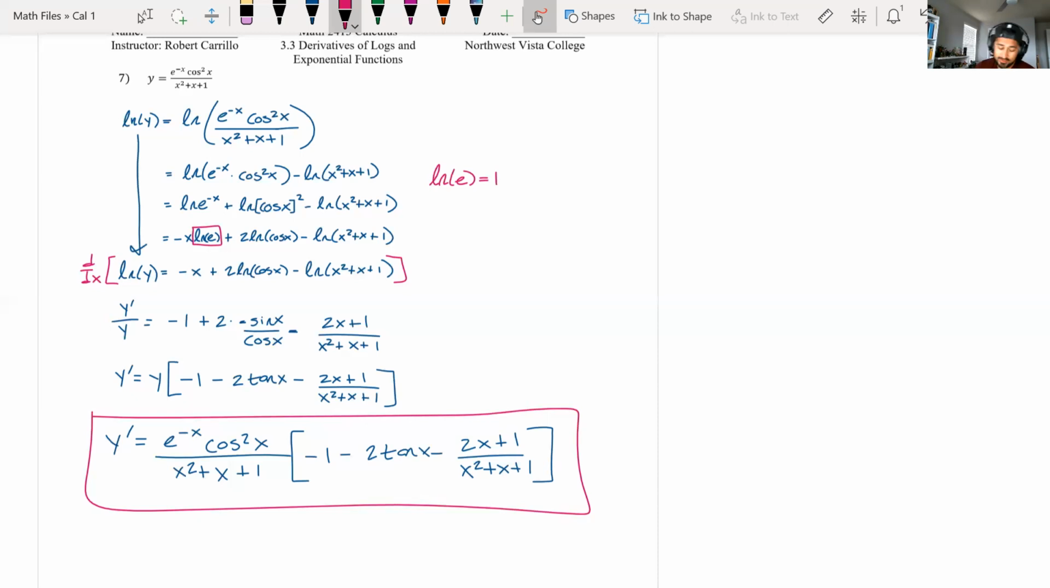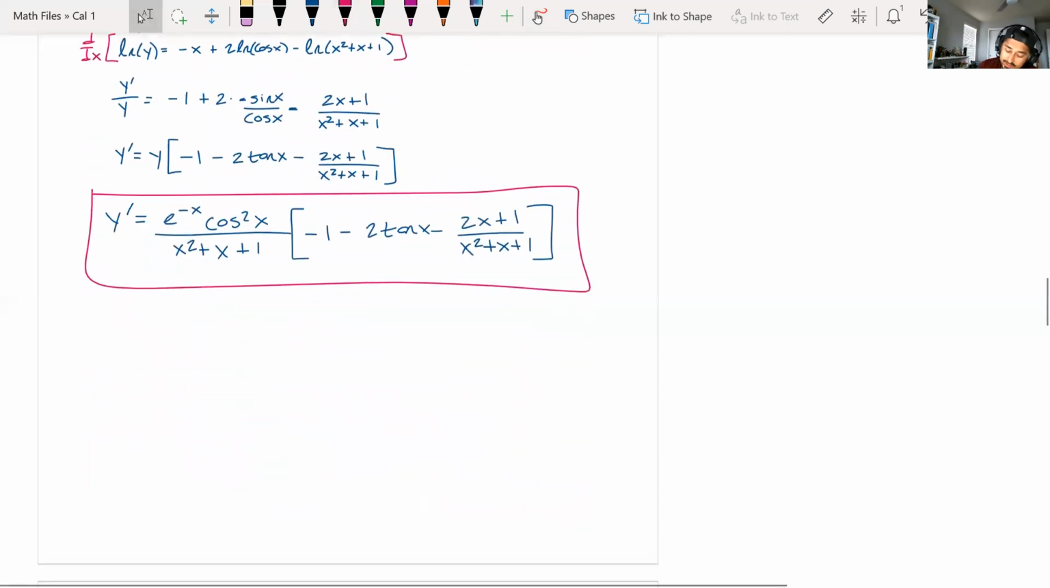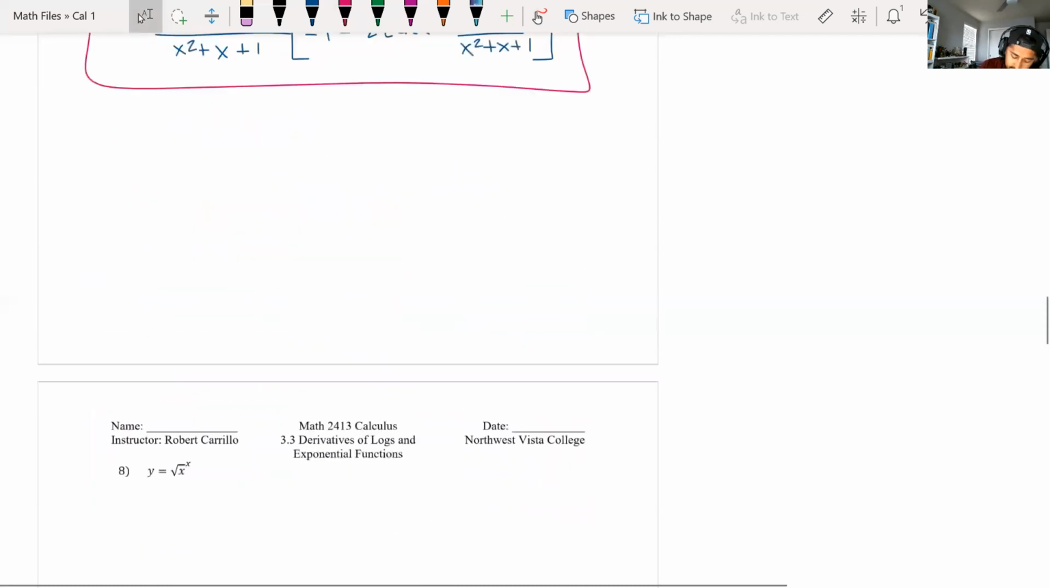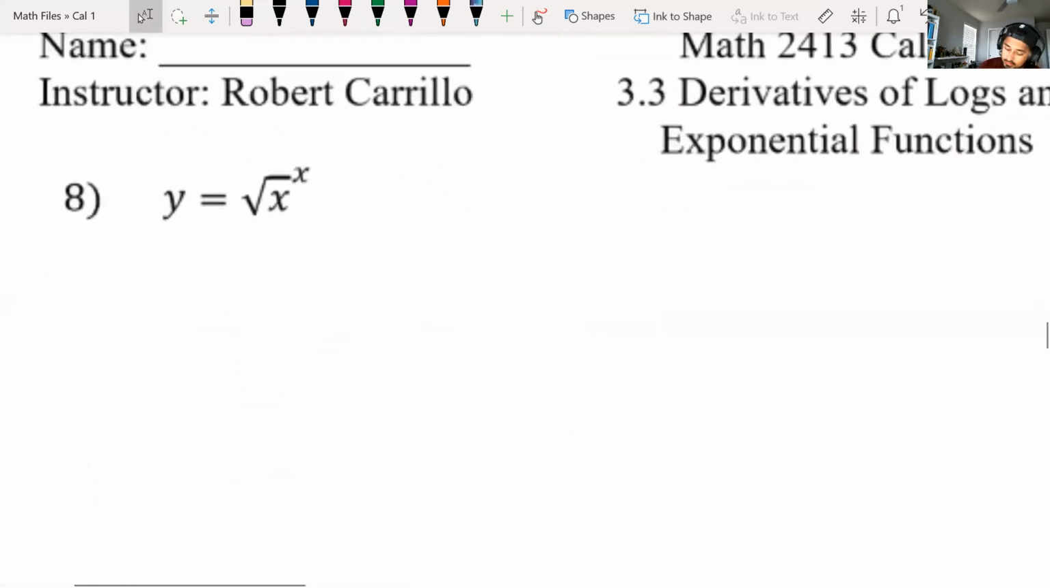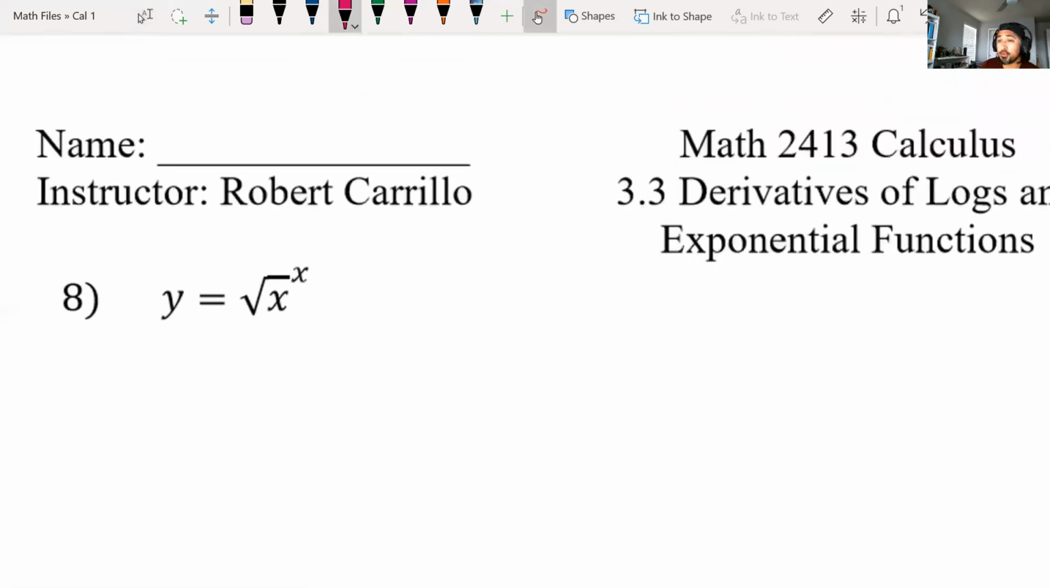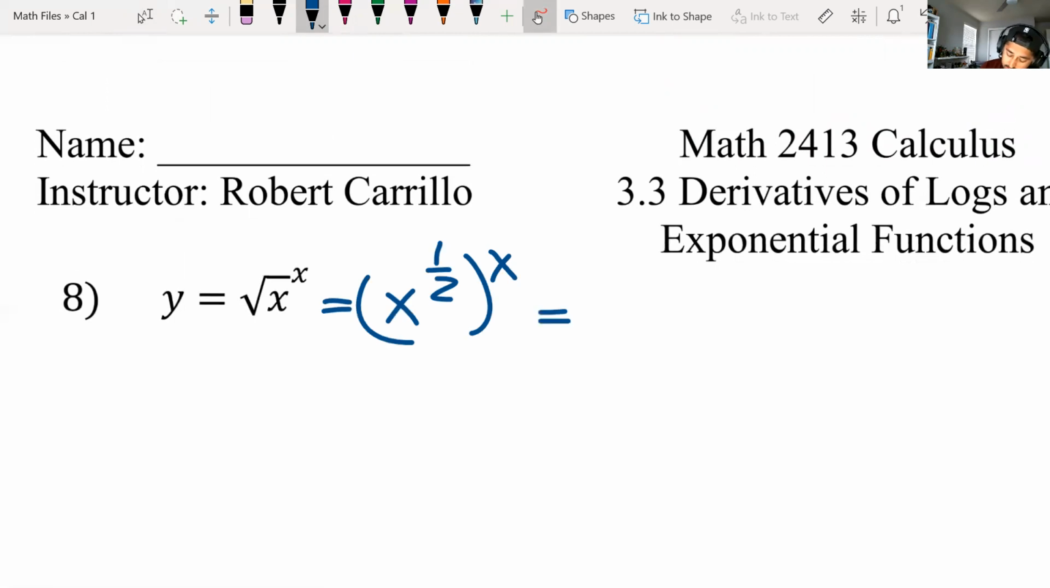All right, so that was the derivatives for logs. Oh, we had one more. Okay, so number 8, square root of x to the x. We'll use logarithmic differentiation again. But before I do so, let's rewrite this as x to the 1/2 raised to the x. And then this would become x to the x over 2.